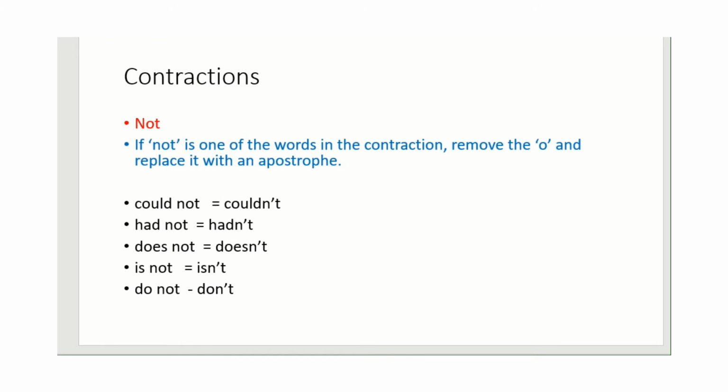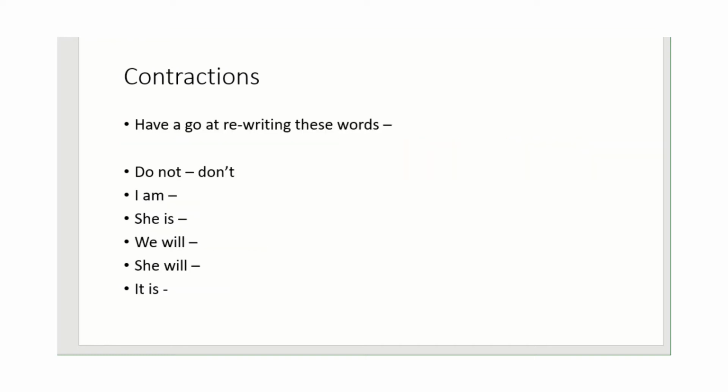Now not. If not is one of the words in the contraction, just remove the o and replace it with an apostrophe. Like could not would become couldn't, should not would become shouldn't, and would not would become wouldn't. Had not, hadn't. Does not, doesn't. Is not, isn't. Do not, don't.